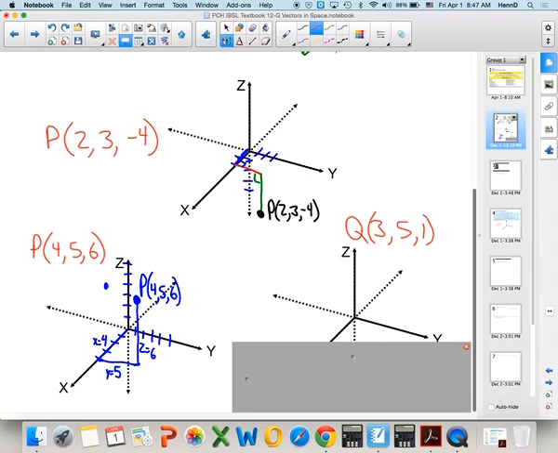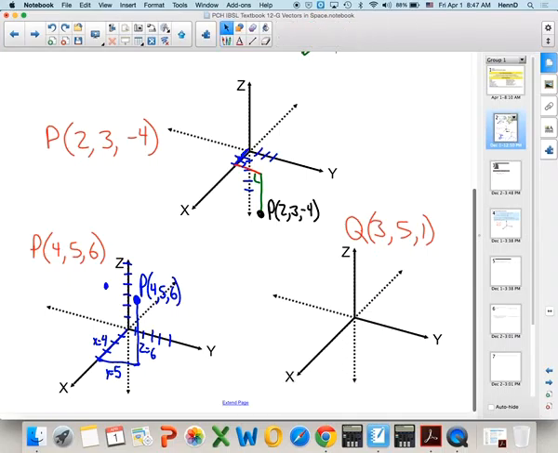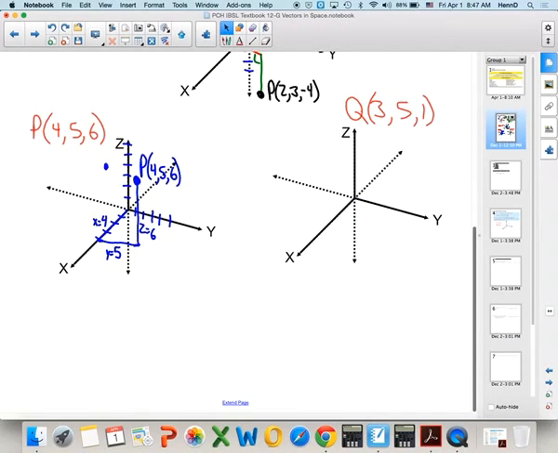Alright? Try this one. 3, 5, 1. Okay? Point Q is the point 3, 5, 1. Everyone try sketching it. I want to see how you can do.